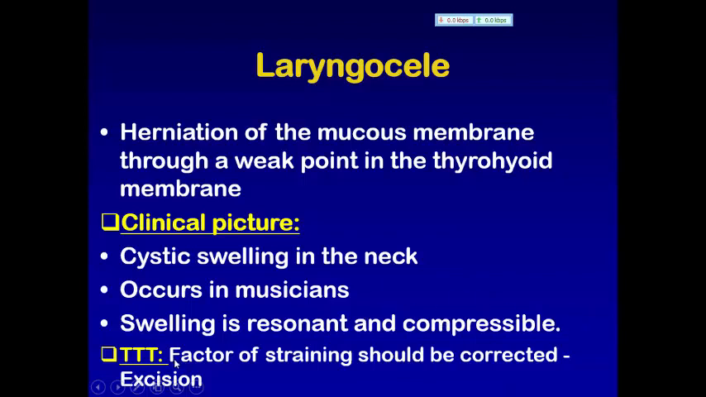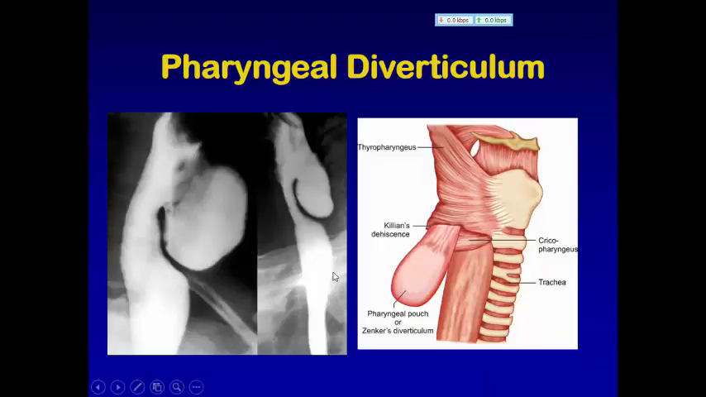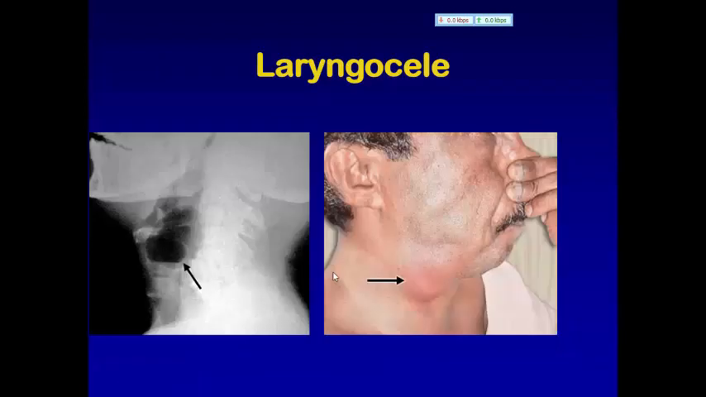The treatment of this condition: the factor of straining should be corrected. يعني إذا musician نقول له يعني شوف another job, and excision. تشوفون هنا laryngocele وبالإكس راي after blowing تشوفون there is air inside the laryngocele.